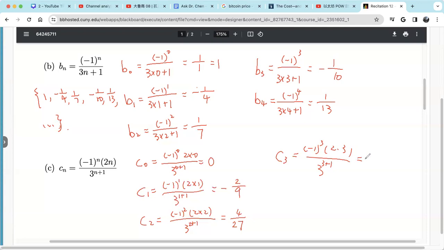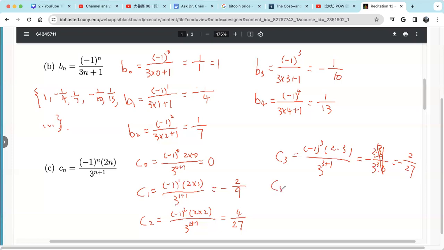-1 raised to 3, we get a negative term. 2 times 3 is 6, but we don't have to evaluate it. Let's keep it as 2 times 3, because the denominator will have 3 raised to 3 times 3. 3 divided by 3, so these two cancel to be 1. So we get -2 over 3 raised to 3, which is 27. So the fourth term is -2 over 27.